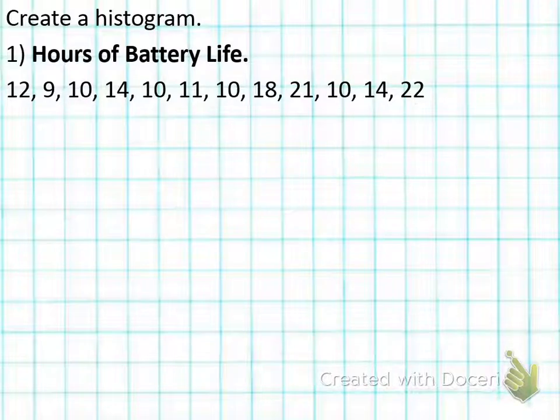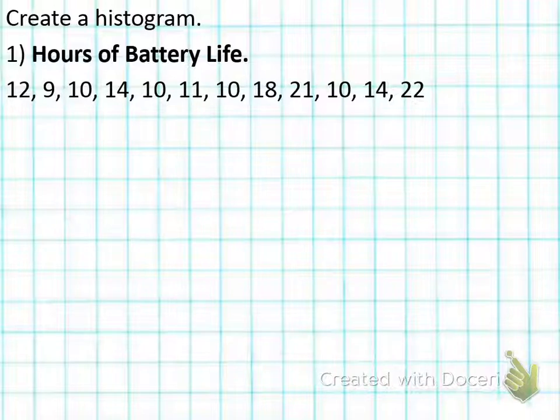An example here, we could create a histogram on the hours of battery life. Let's say I got a bunch of numbers here from people, and these are battery life. Someone plugs it in and they use their cell phone to the end. So I'm going to make a histogram, organize the data and figure out the frequency of how often things happen. First thing I want to do is identify the item that we're talking about. The item we're talking about here is the hours of battery life.